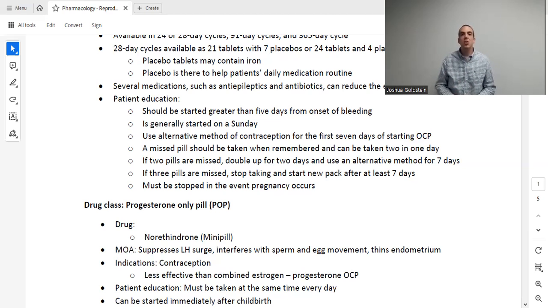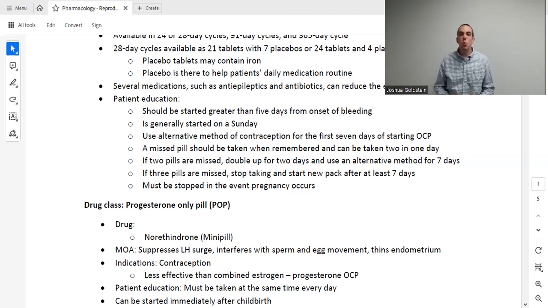What patient education do you need to provide? Well, as an RN, there's going to be a whole bunch of it. So let's start at the beginning. First of all, you should start taking this at least 5 days from the onset of your bleeding. Most commonly, it is taken on a Sunday. It doesn't have to be, but that is the recommendation. You should use an alternative method of contraception when you first begin taking this medication, because it doesn't start to have its effect on day one.